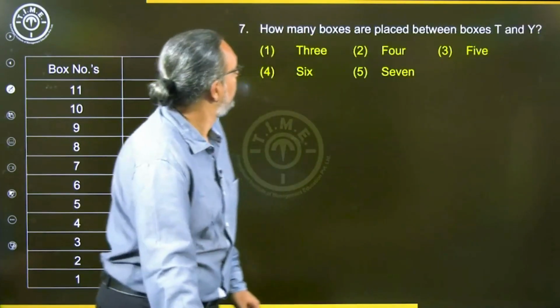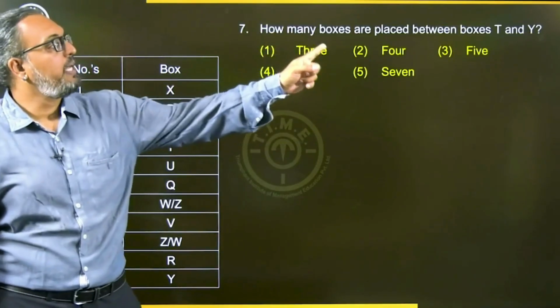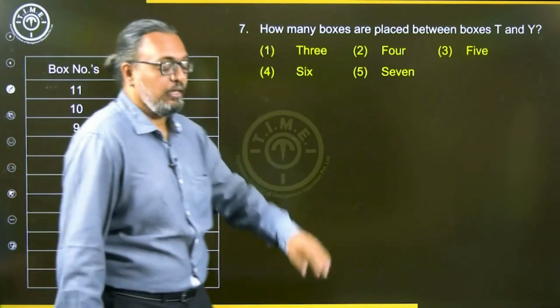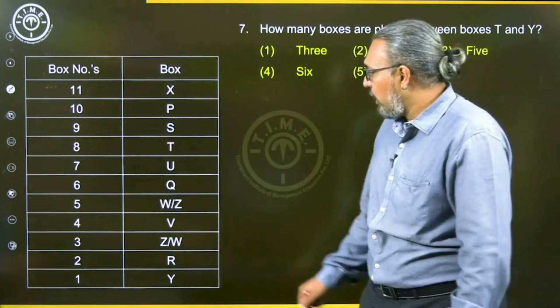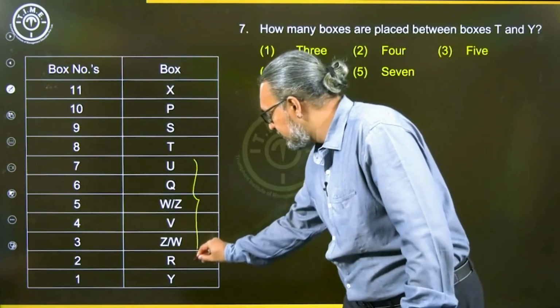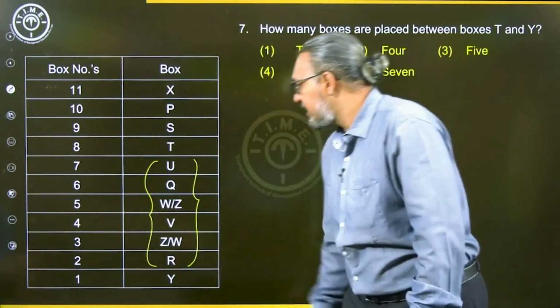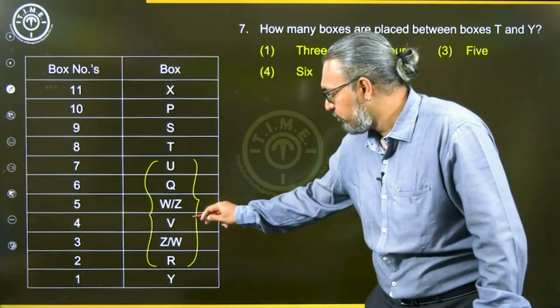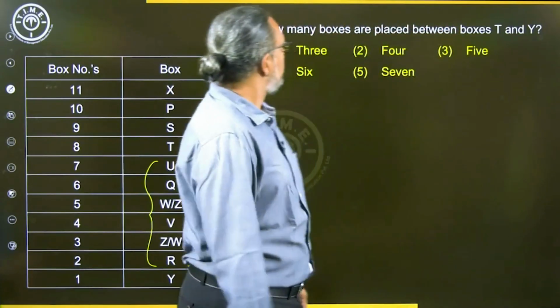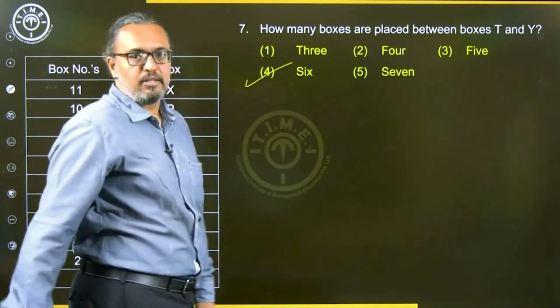Okay, great. Next, how many boxes are placed between T and Y? Okay. Now between T and Y, how many are there? These are the boxes between T and Y. So we have 1, 2, 3, 4, 5, 6 boxes. So choice 4 is our answer.